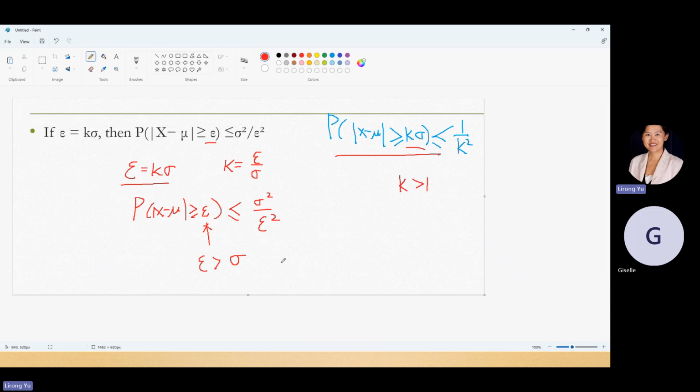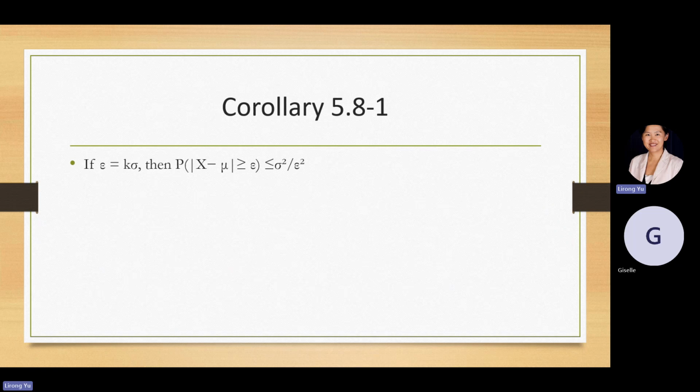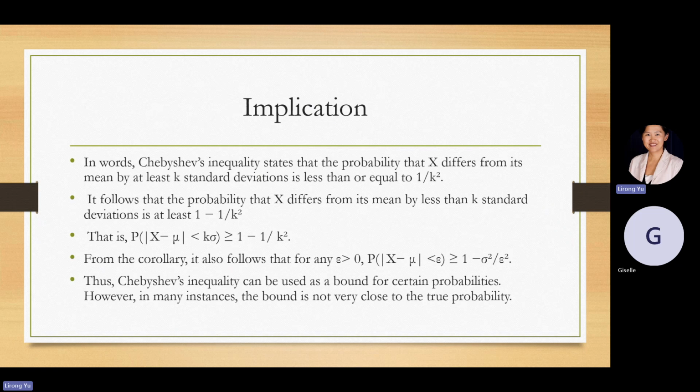If k is too small, then the right side of the equation ends up being too small, and it ends up not being that useful anymore. So we should choose a larger epsilon to sense the equation. And so that's this corollary. All right. What's the implication?